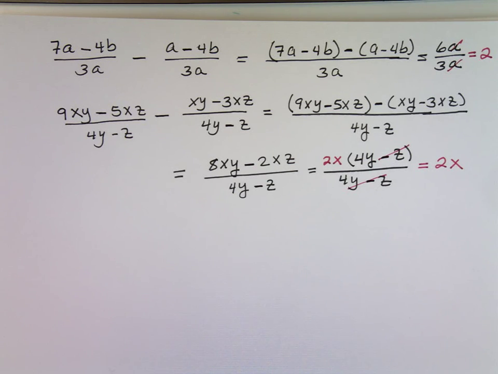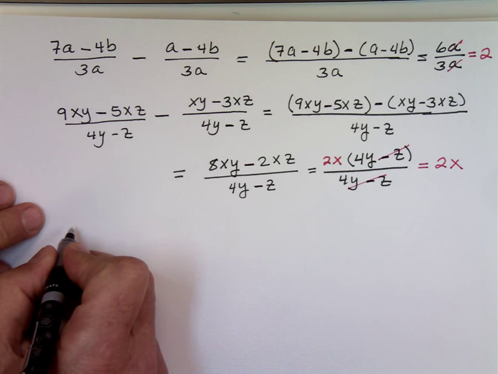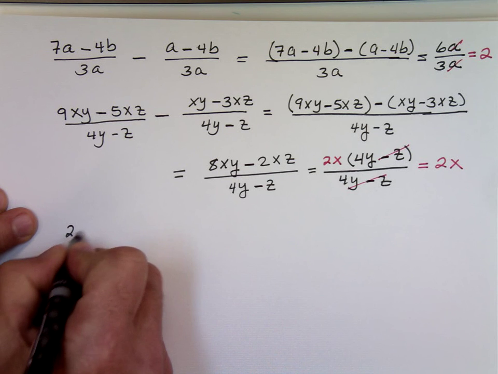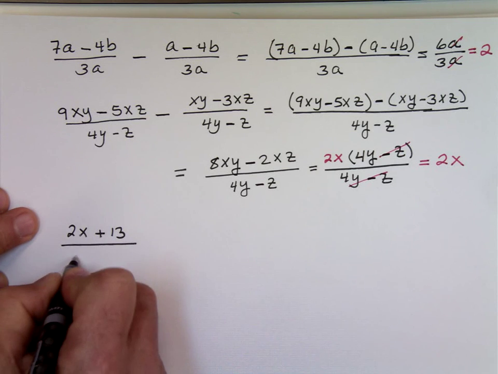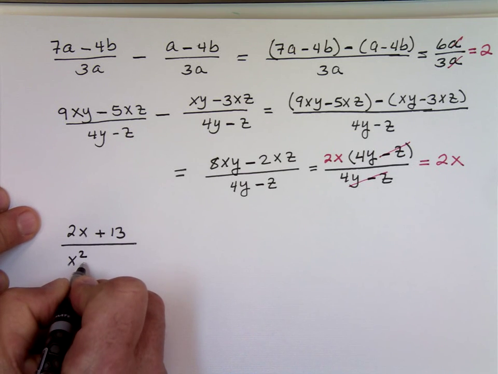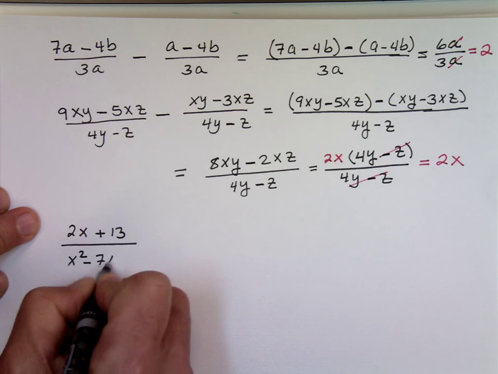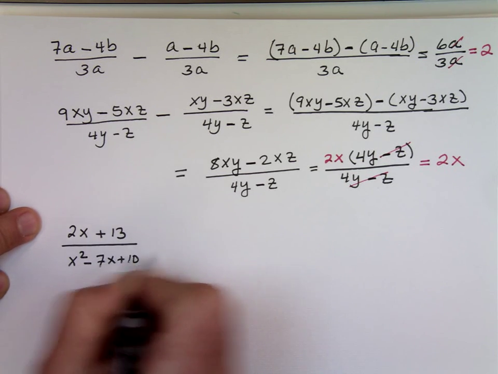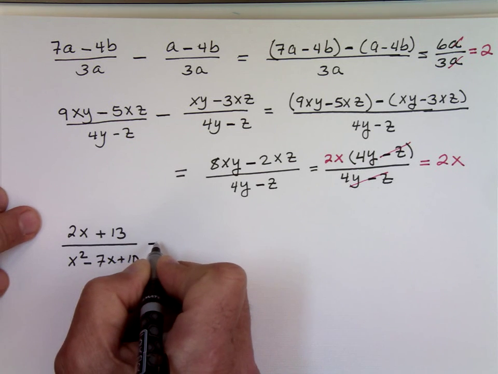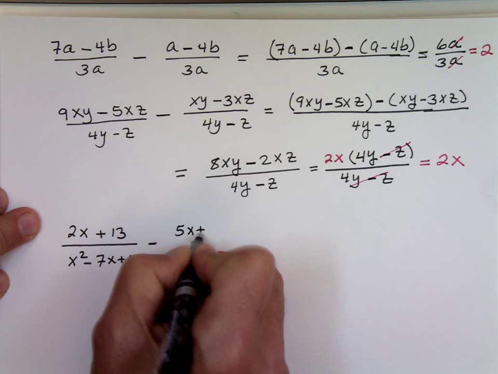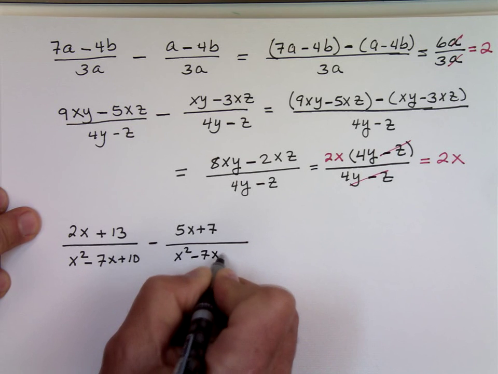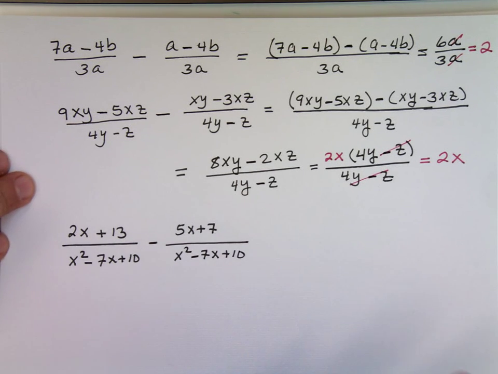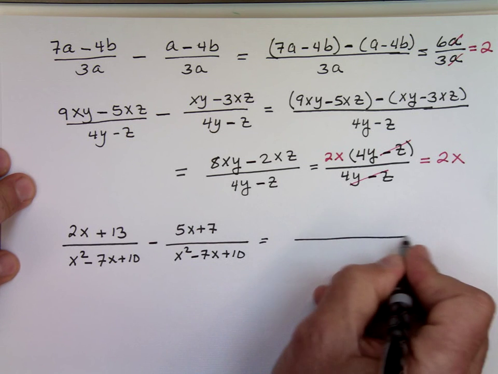Let's try one more. Two x plus 13 over x squared minus 7x plus 10. Now I'm going to subtract from it 5x plus 7 over x squared minus 7x plus 10. Again, what do you notice? The bottom is the same. Leave it.